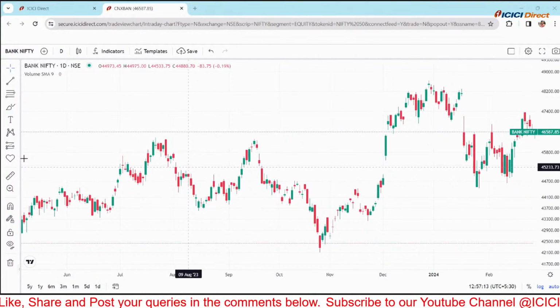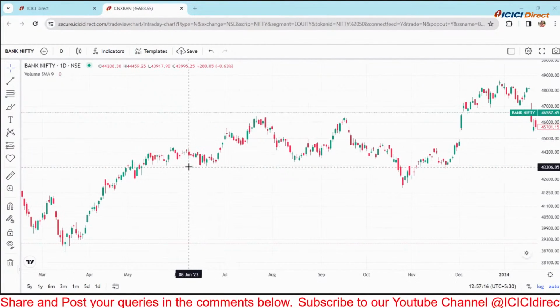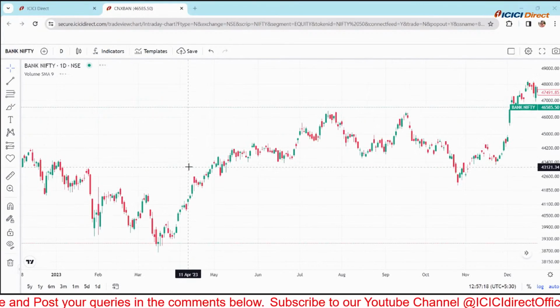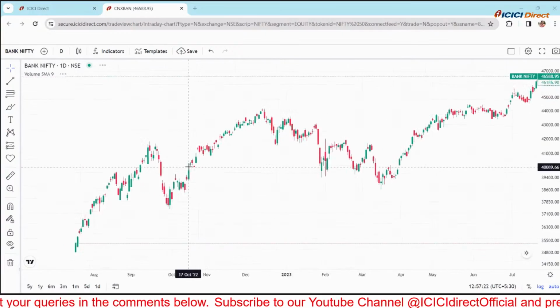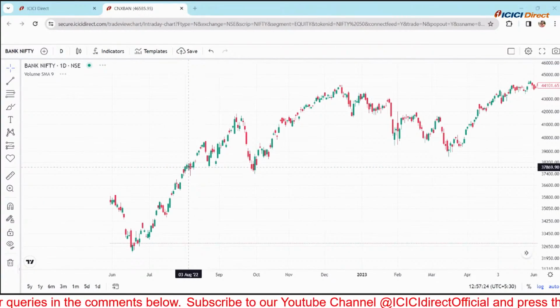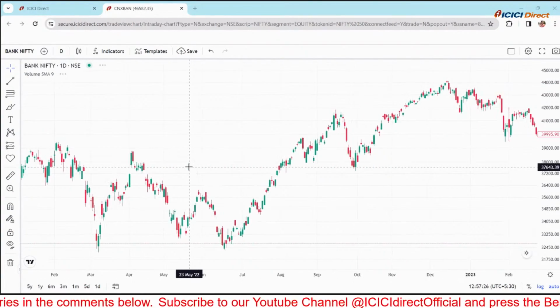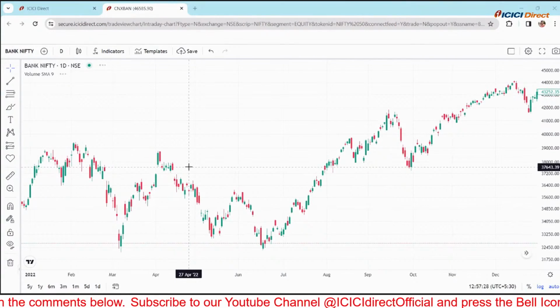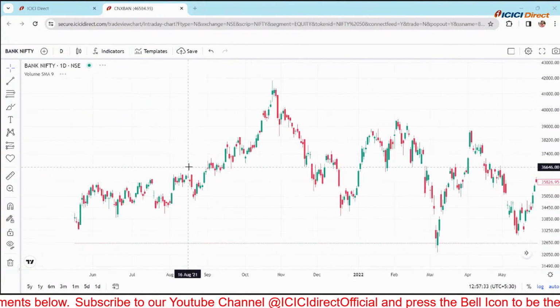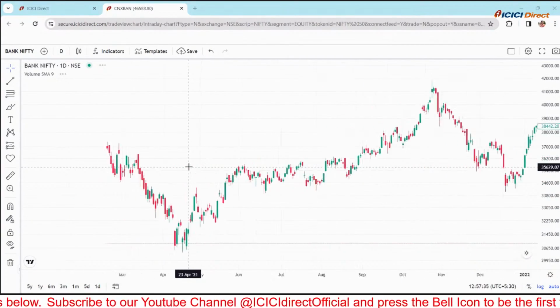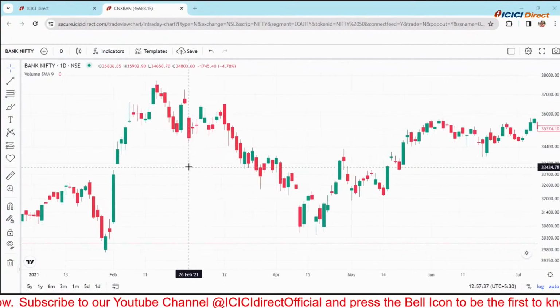Let's find engulfing. We should have an engulfing pattern somewhere. We need a downtrend. Not yet, not yet, not yet. Oops. Yeah, there you go.